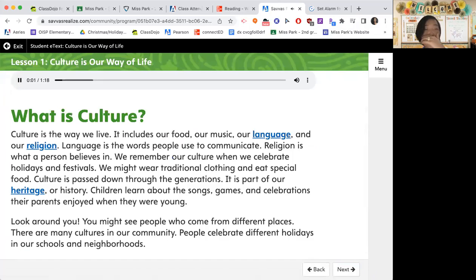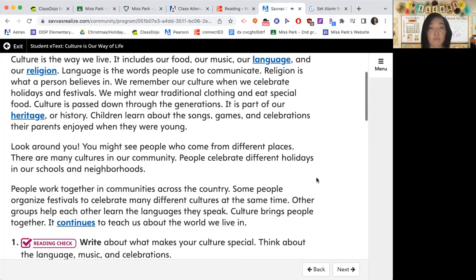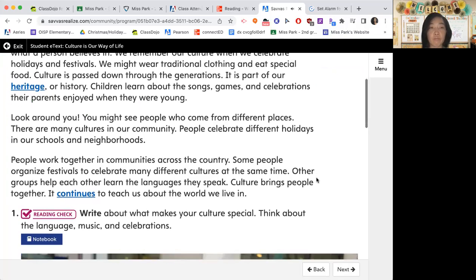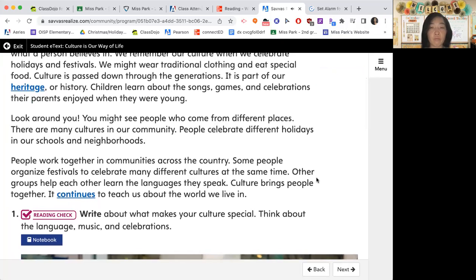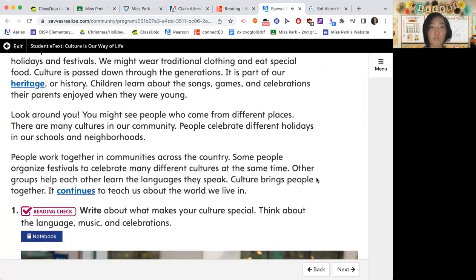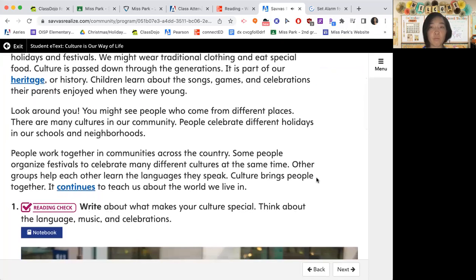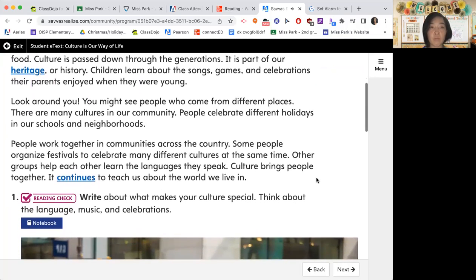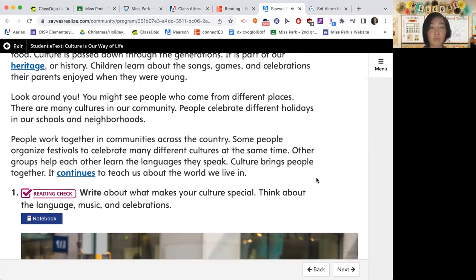Lesson 1. Culture is our way of life. What is culture? Culture is the way we live. It includes our food, our music, our language, and our religion. Language is the words people use to communicate. Religion is what a person believes in. We remember our culture when we celebrate holidays and festivals. We might wear traditional clothing and eat special food. Culture is passed down through the generations. It is part of our heritage or history. Children learn about the songs, games, and celebrations their parents enjoyed when they were young.